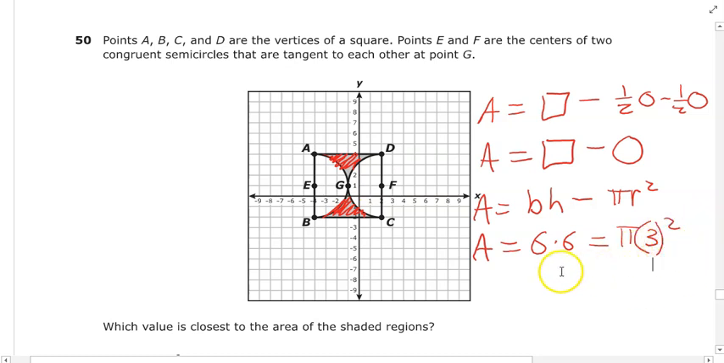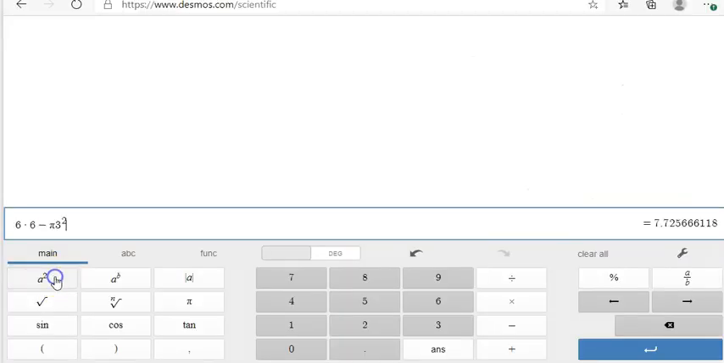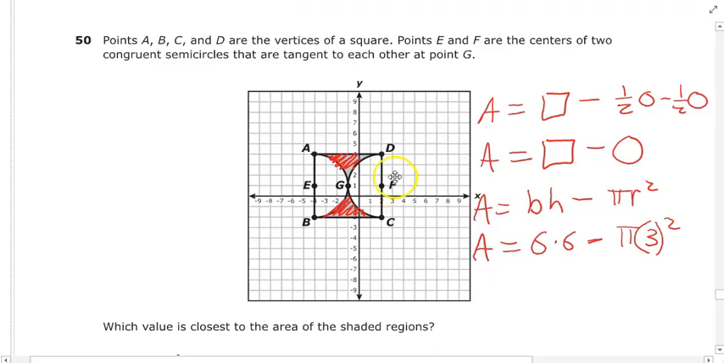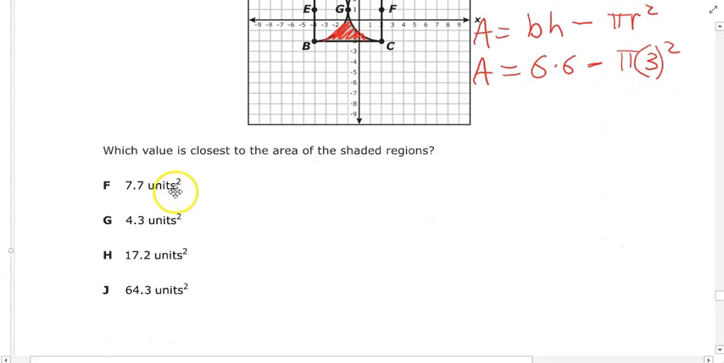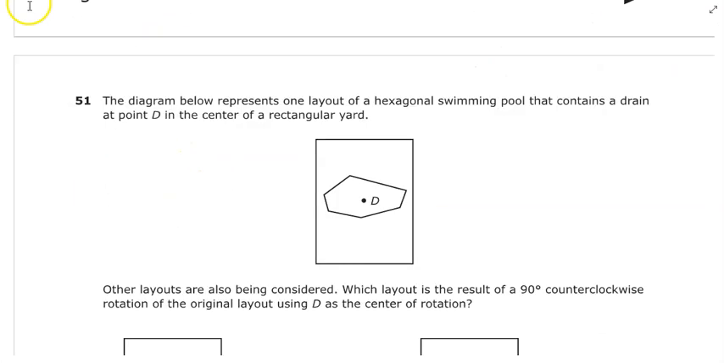So let's plug that in our calculator. 6 times 6. Oh, that's not an equal sign. It's supposed to be a minus right there. Minus pi times 3 squared. And we get about 7.725, and the instructions specifically ask us, 7.72. I thought we needed to write in the value, not have answer choices, so 7.7 is the closest one on there to the shaded region. Okay, I lied. We're just going to continue and go on through here.